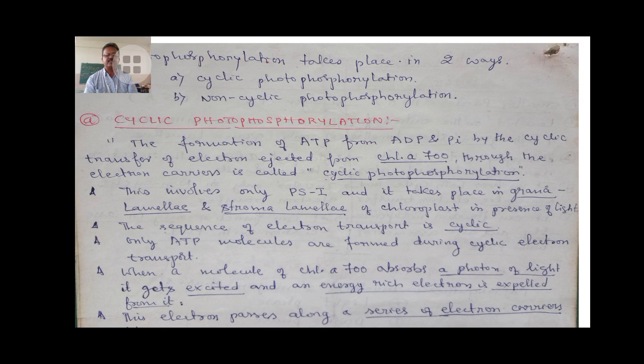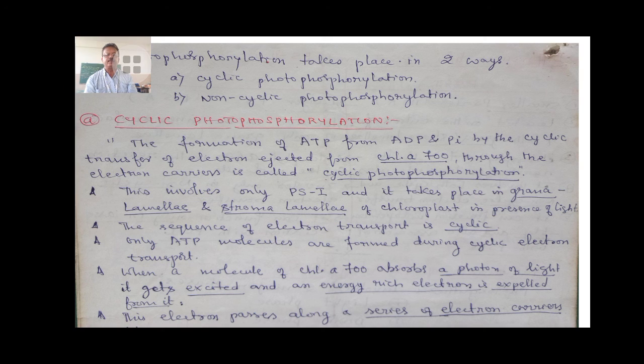Okay, so let us see the process of cyclic photophosphorylation. This process involves only PS1, that is photosystem 1, and it takes place in the grana lamellae as well as the stroma lamellae of the chloroplast in the presence of light. The sequence of electron transport is cyclical; it takes place in a cyclical manner. Only ATP molecules are formed during cyclic electron transport.